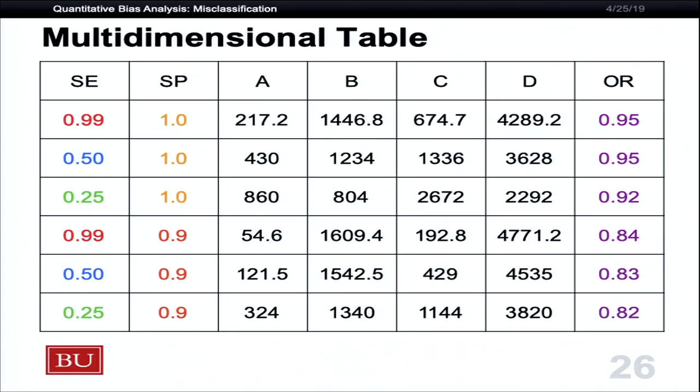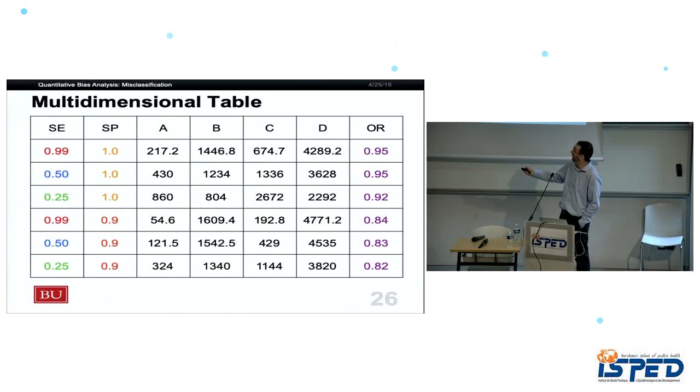And in fact, you can put in lots of different estimates and see what it does to the study results. So maybe you're far more skeptical and you think that actually a more plausible value is 0.25. And maybe you think the specificity isn't perfect. What do you get for a study result?